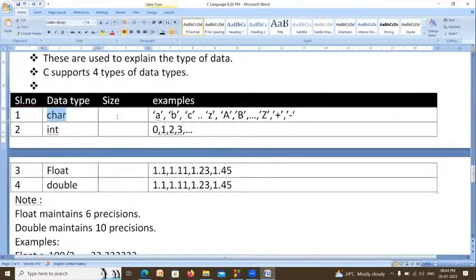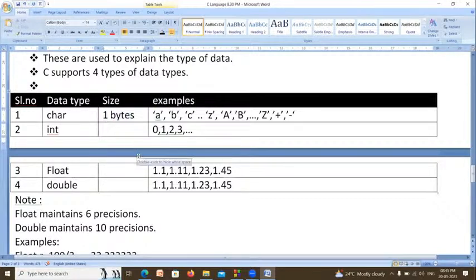Each data type is having its own size. The size of character is 1 byte. What is the size of character? 1 byte. What is the meaning of size? When you keep this alphabet inside the memory, then it occupies 1 byte of memory.